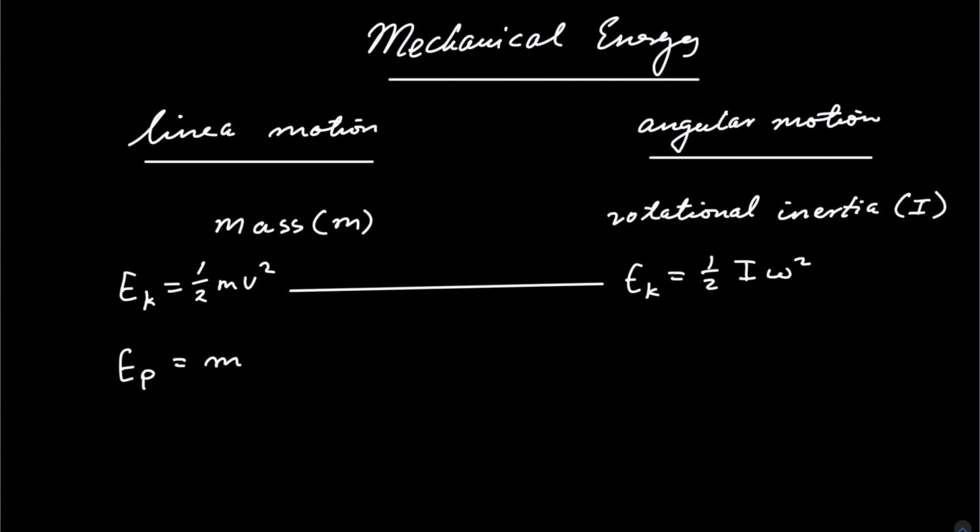What is mg or ax, right? So that will be your potential energy. Now, in rotational motion, we normally just say EP is equal to m. We know the equivalence for mass is basically the rotational inertia.